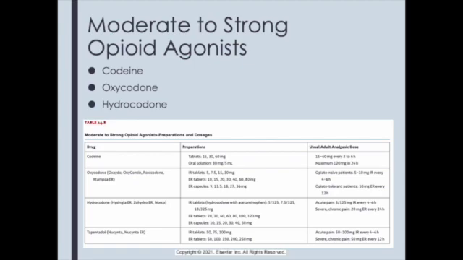We're going to talk about the moderate to strong opioid agonists, remembering that these are very similar to morphine. They also will produce the same effects like analgesia, sedation, euphoria, but again, they're also causing respiratory depression, constipation, urinary retention, cough suppression, and meiosis. Okay, so keeping that in mind.